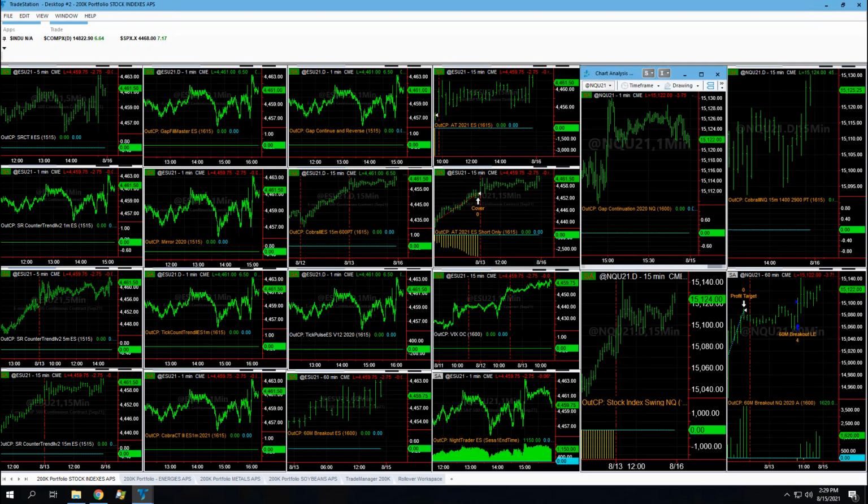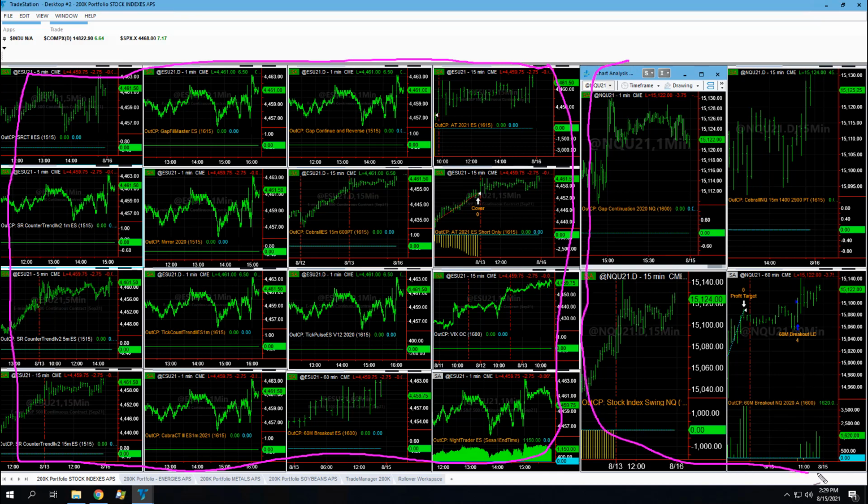Gap continuation. The Nasdaq strategies are right here. So we have 16 ES strategies right here. We have more counter-trend ES strategies, but all of the NQ strategies are trend. These are all trend strategies. So we're getting rid of this strategy, stock index swing. We're getting rid of 60-minute breakout, and this has an open position.